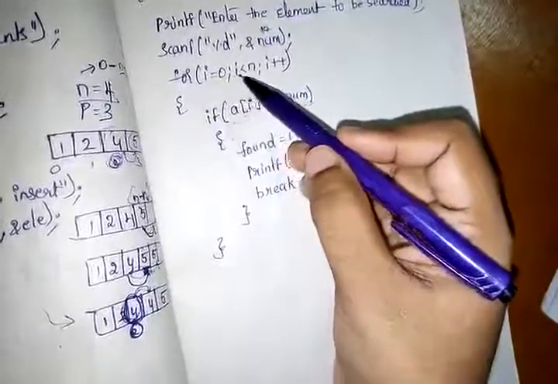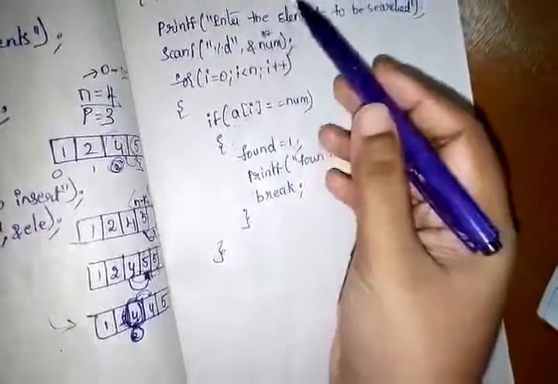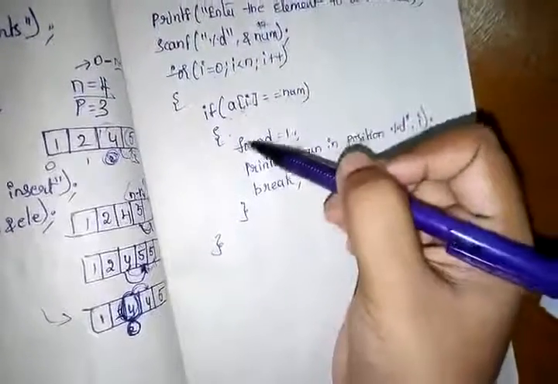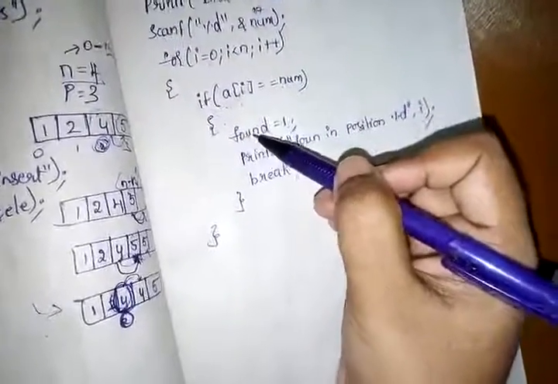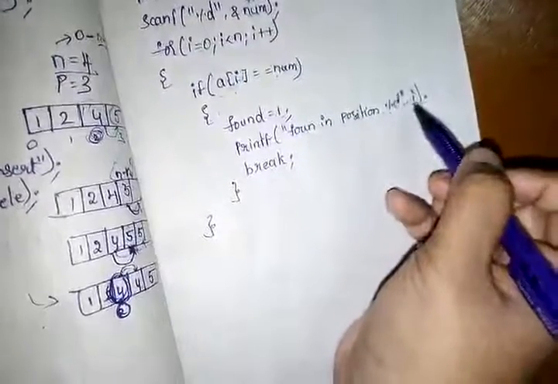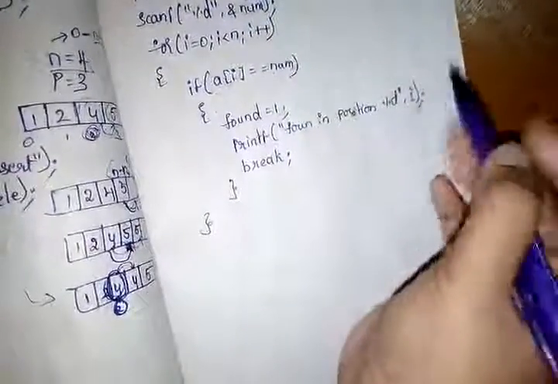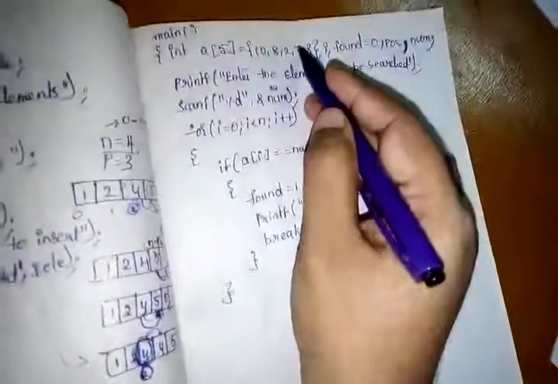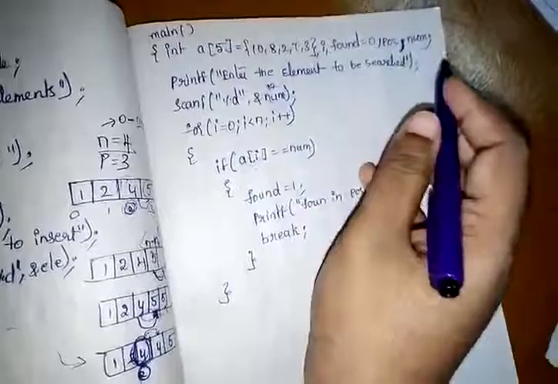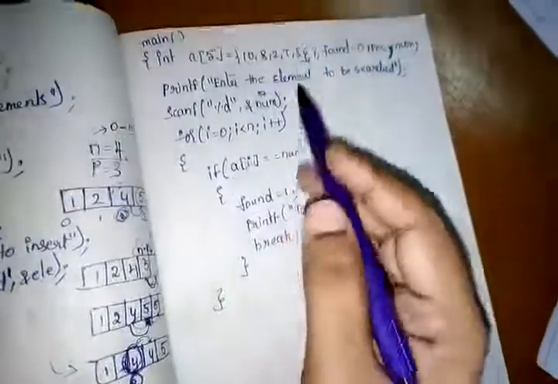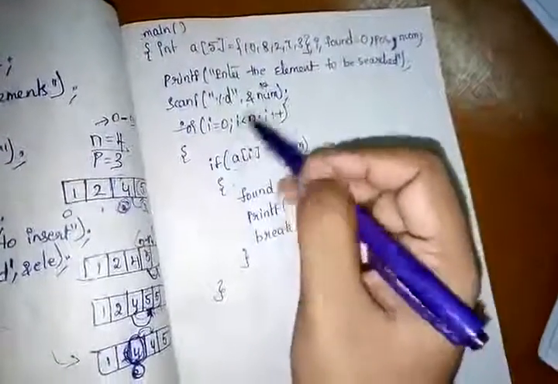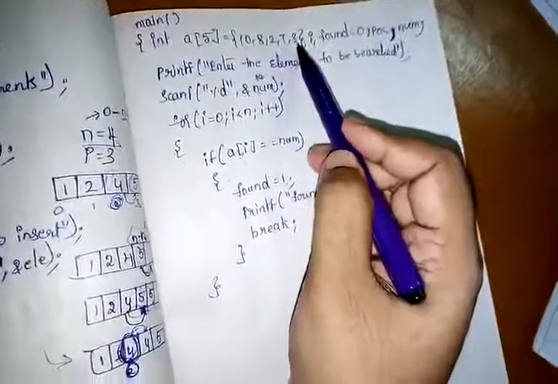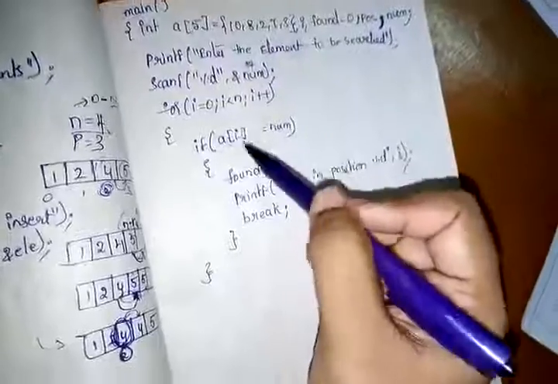Again i is equal to 3. Now a of 3 is 7. 7 is equal to 7. The condition is true, so it will come inside the if condition. Found is equal to 1 and print its position, that is 3. And then break, because as we have found our element here, we don't need to search the remaining elements. Say for example, if I give 9, this 9 will not match with 7, will not match with 3, and then we will come out of the loop.